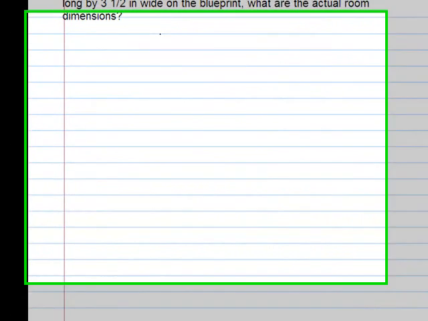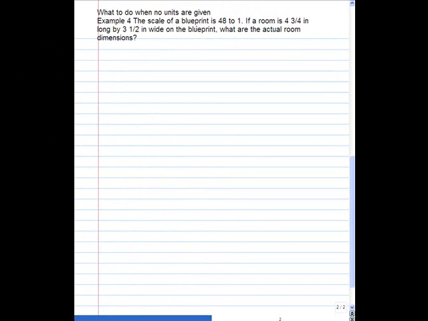In this problem, like an earlier problem, we have a situation in which there are going to be no units attached to one of the established ratios. Now, the problem with that is it's attaching the units that tells us how to set up the other side. So what do you do when there are no units given?